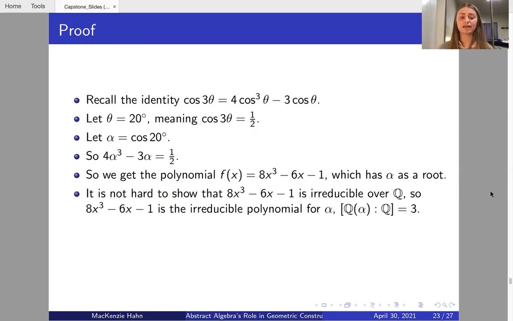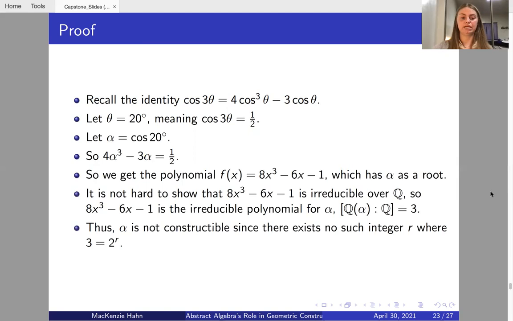And it's not hard to show that that function is irreducible over the rationals. So we have that it is the irreducible polynomial for alpha. Thus, it has a degree of 3. And alpha is not constructible since there is no such integer r where 3 is equal to 2^r.